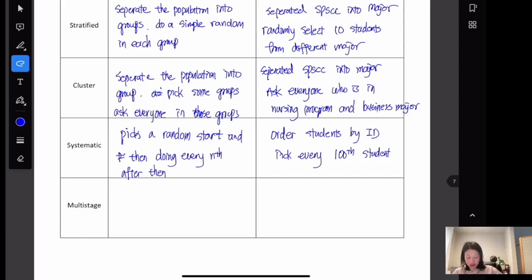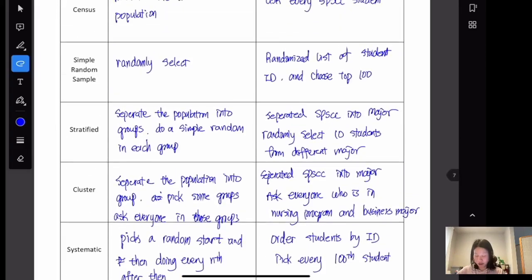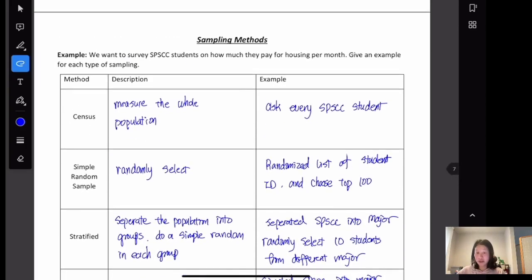Okay, multi-stage means combination. In that case, you can combine stratified and then cluster together. So this is called the multi-stage sampling method. So here we have a total of 6 sampling methods. These are all good sampling methods.